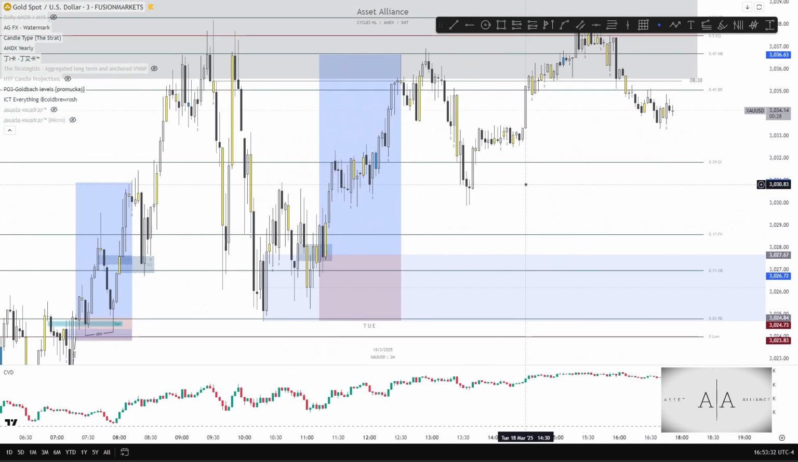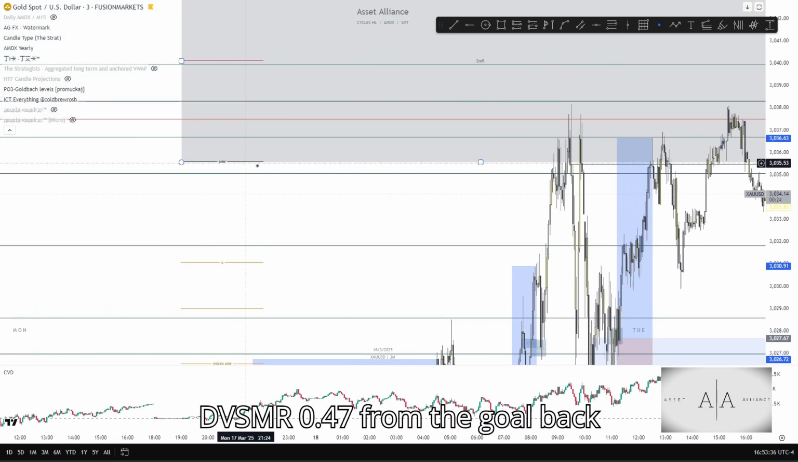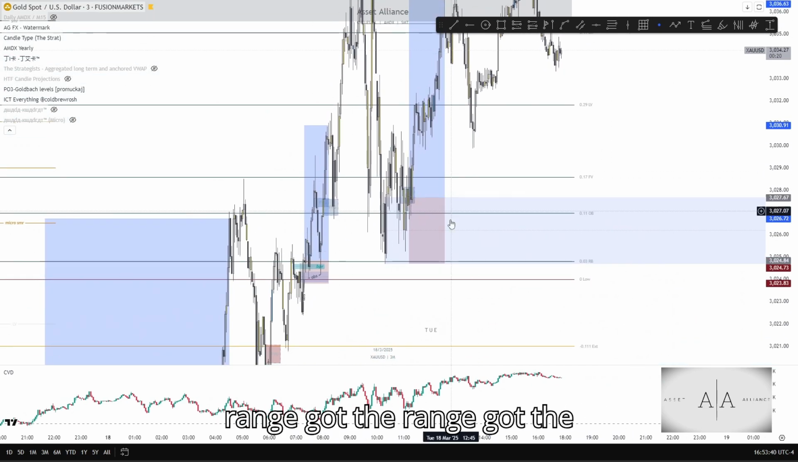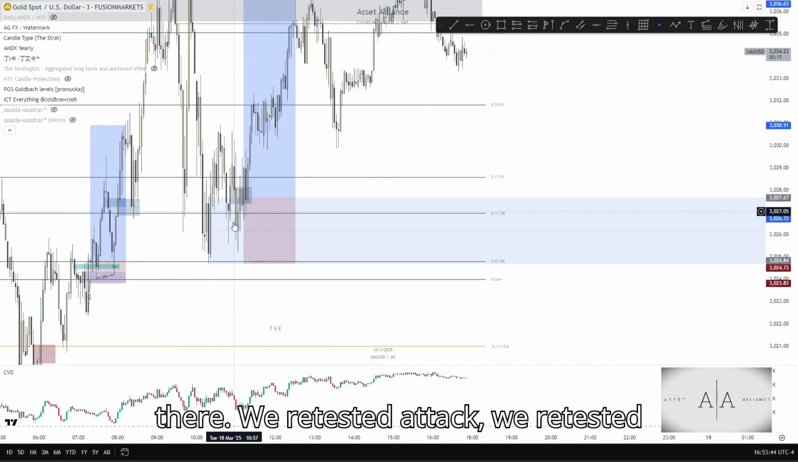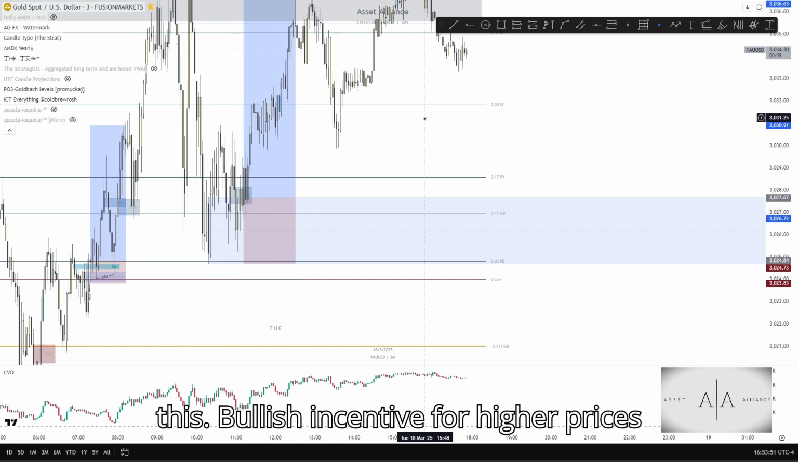Now, it was a pretty easy one. Just OSTDV SMR 0.47 from the go back range. Got the range, got the PD array from the order block right there. We retested a tag, we retested another tag, and we made this tag as a low. This was a bullish incentive for higher prices.